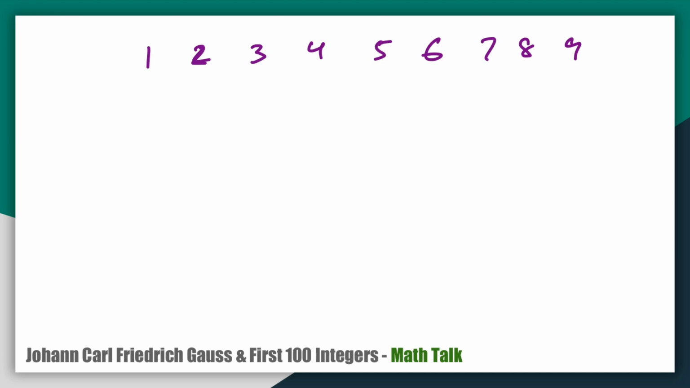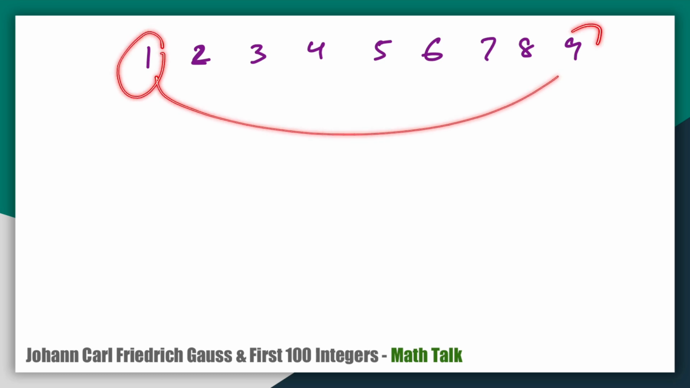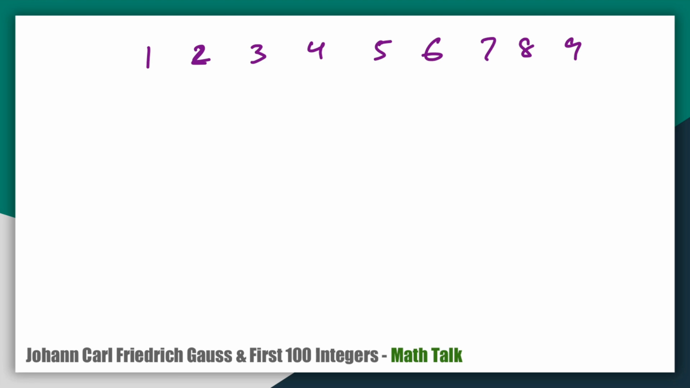Now, of course, you could go here and go 1 plus 2 is 3. 3 plus 3 is 6. 6 plus 4 is 10. And you could go that way. Or you could sit here and say, well, wait a minute. 1 and 9, together that's 10, right? 2 and 8, together that's 10, right? 3 and 7, together that's 10. 4 and 6, together that's 10.